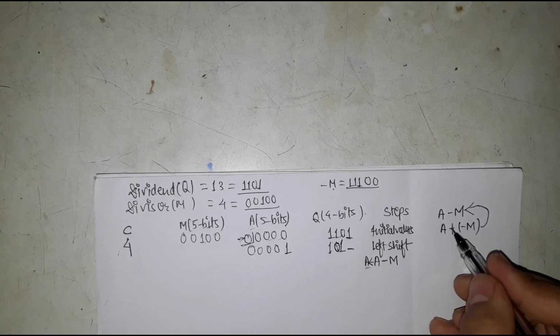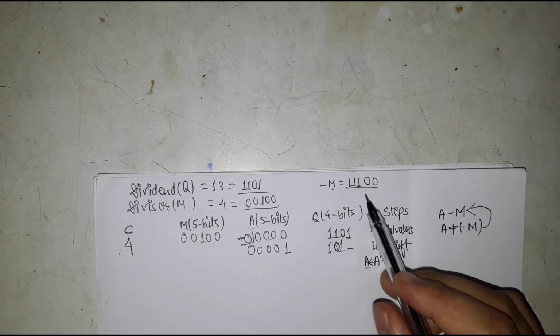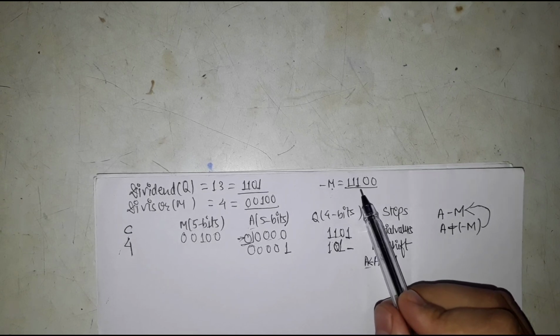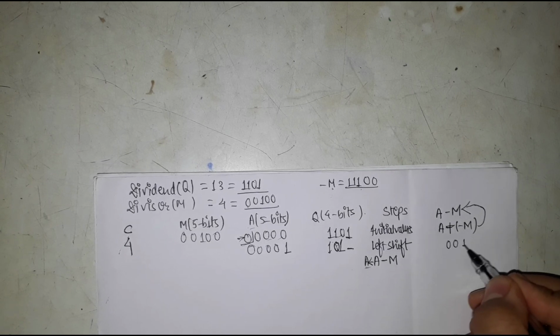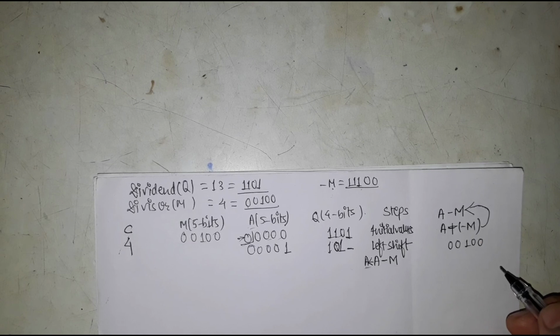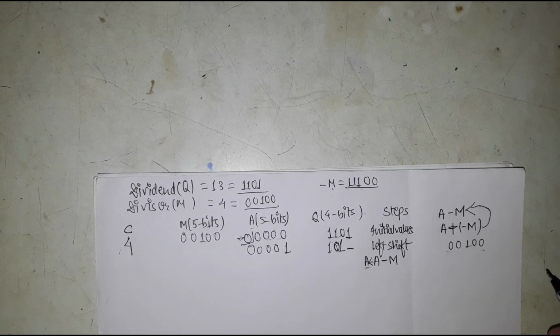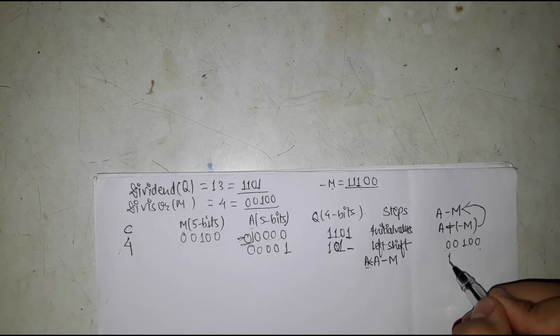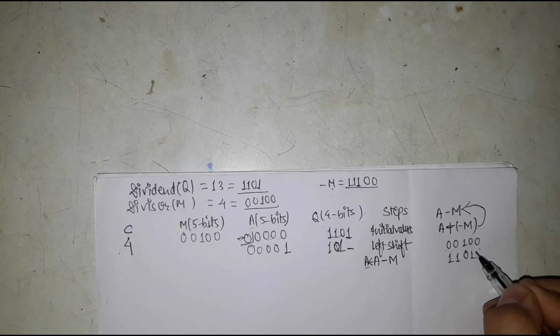Alright, so now we can calculate the value for minus M. This is the way I'll show you. We have 0, 0, 1, 0, 0 as the value of M. We're about to calculate minus M, so that means we'll have to calculate the 2's complement of this given number. In order to do that, first you need the 1's complement, which can be done by replacing zeros with 1's and 1's with zeros. So you'll get the answer this way.